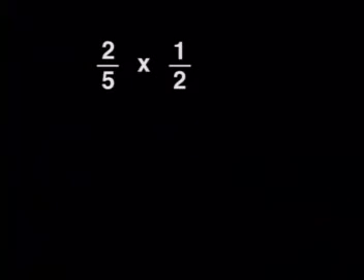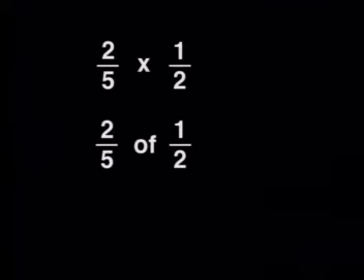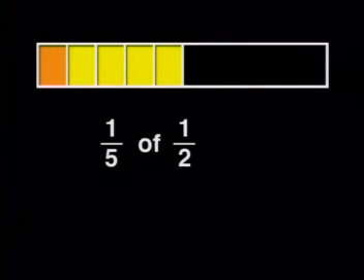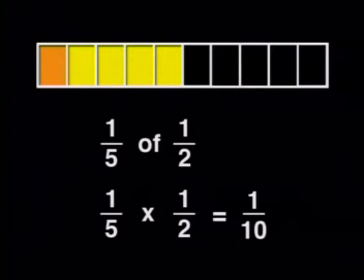What do we know about this? We know that it means 2/5 of 1/2. As you know, the word of implies multiply. So here is 1/2 of a whole. What is 1/5 of the half? Can you see from the diagram that it is 1/10 of the whole?